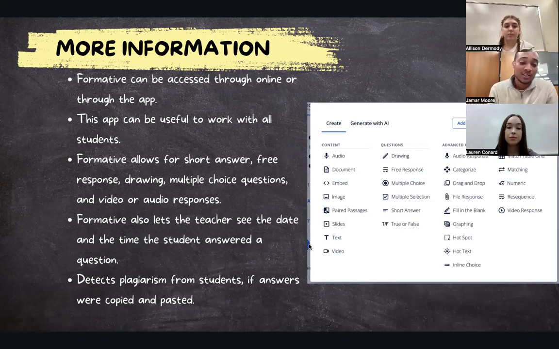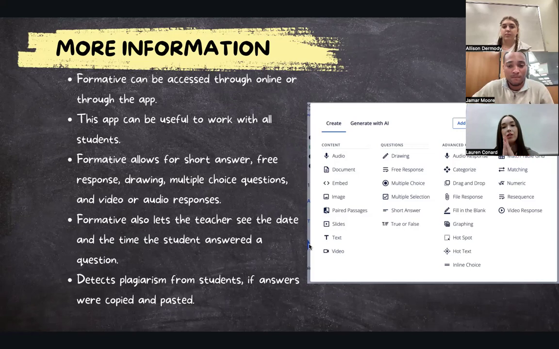Formative also lets teachers see the date and time the students answer their questions. It detects plagiarism from students if answers were copied or pasted. We thought that was really cool because with ChatGPT and all that coming on the rise, students might have the tendency to want to rush through or try to get the answers a different way. But this just really ensures that your students are actually doing the work themselves. And with all your students, this could be done.